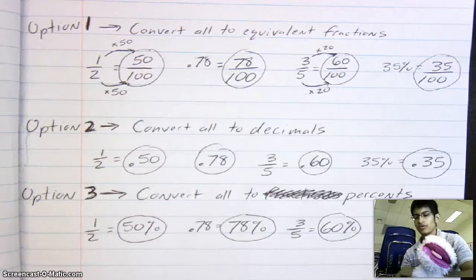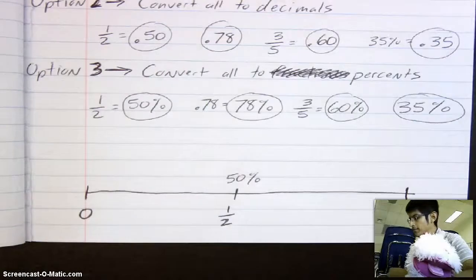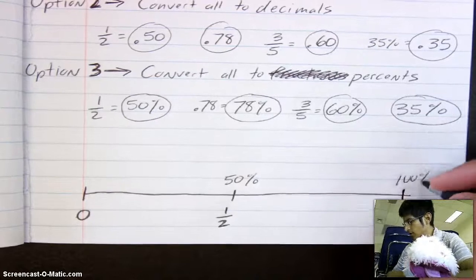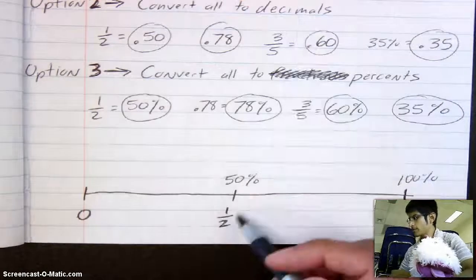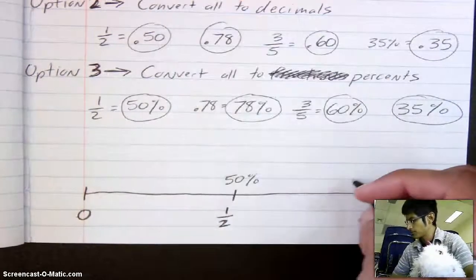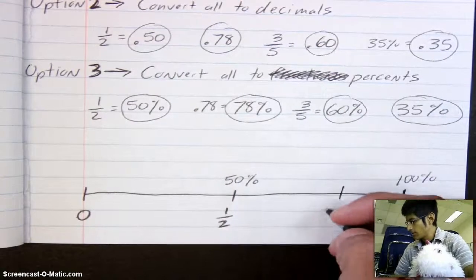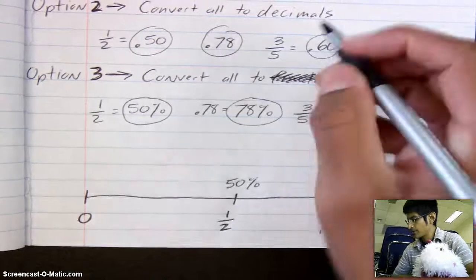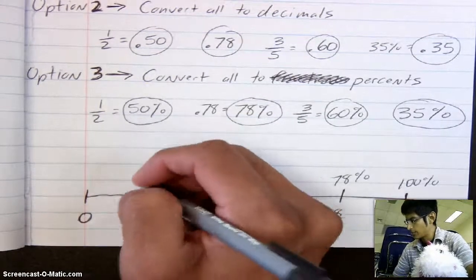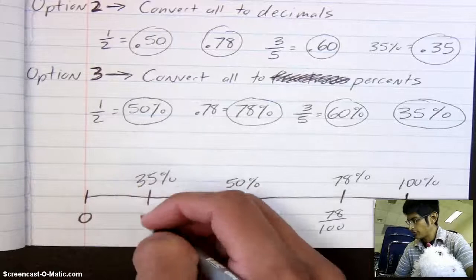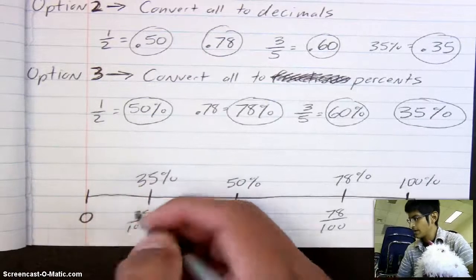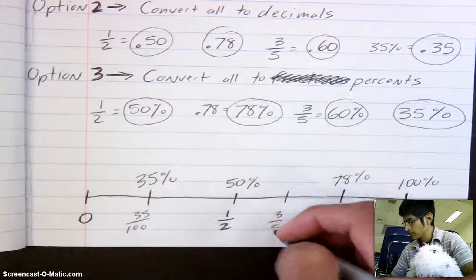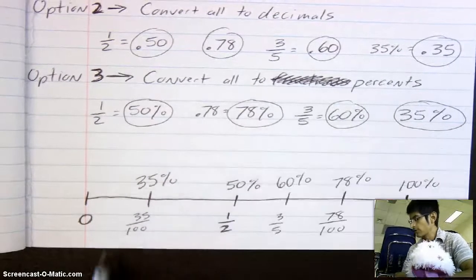So last step, let's look at what these look like on a number line. Okay, so on a number line, I have 0 here and 1 here, and the one whole is going to be 100%. And let's order these up. So I had a half, that's 50%. I had 78 hundredths, and that was going to be 78 over 100, and that would be at 78% right here. And then I had 35%, which would be right about over here. We said that was 35 over 100. And then we had 3/5, which was 60%, and that would be right about over here, 60%. So there's my order from least to greatest.